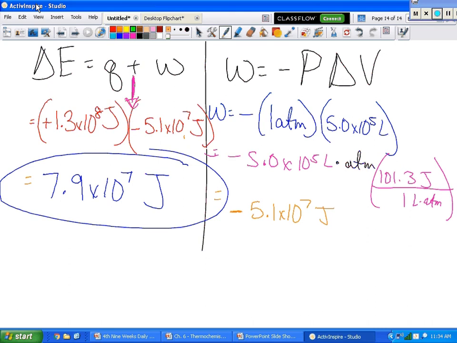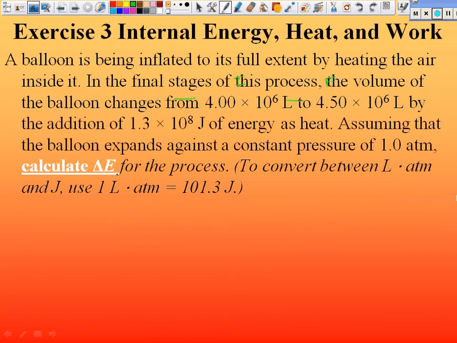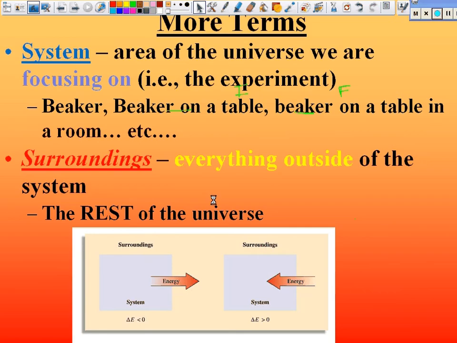So more terms. So again, system versus surroundings. So a system, this is what you're going to focus on. So it's a beaker on a table, a beaker on a table in a room, a beaker on a table in a room in a classroom. So it's whatever you're going to focus on. And the surroundings is literally everything outside of that. But where are we really mainly going to stop our focus? The beaker. That's it. That's where we're going to stop. And it's basically how it's going to affect everything.